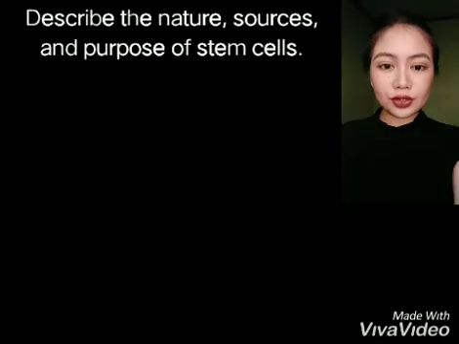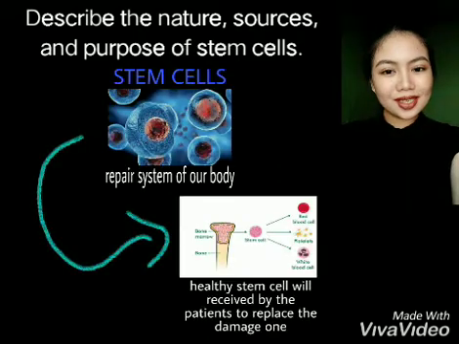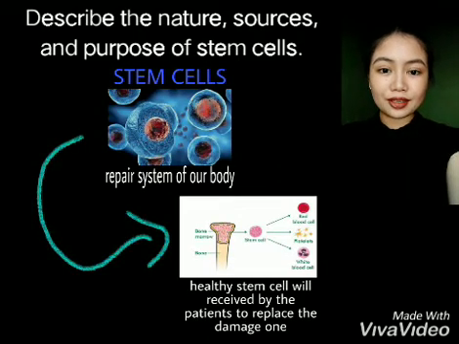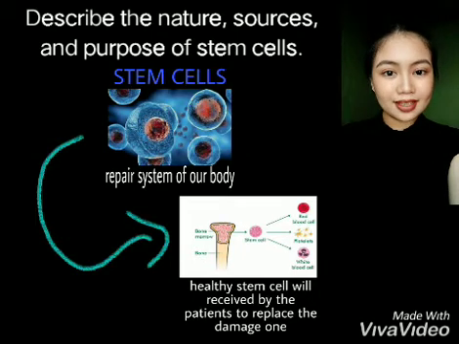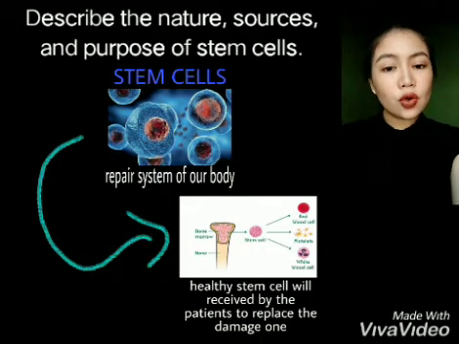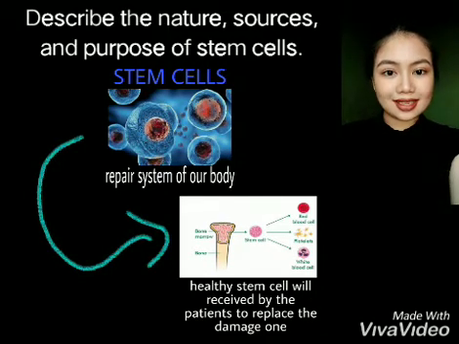For our third task, we describe the nature, purpose, and sources of stem cells. Stem cells are cells that have the ability to develop into many different kinds of cells or tissues in our body. They serve as the repair system of our body, where they have the ability to remove or replace those cells or tissues which are defective and cause us diseases.